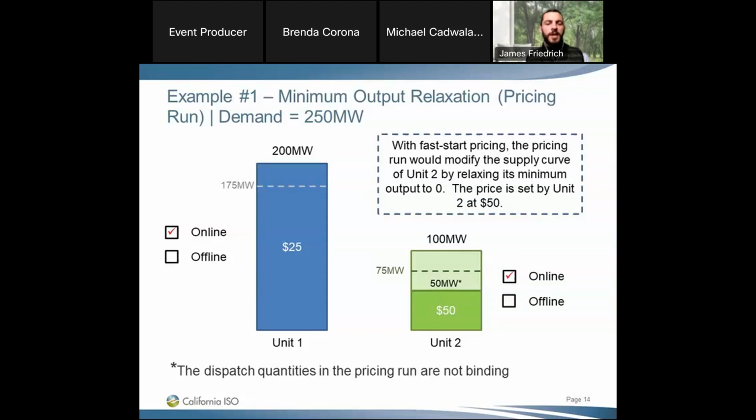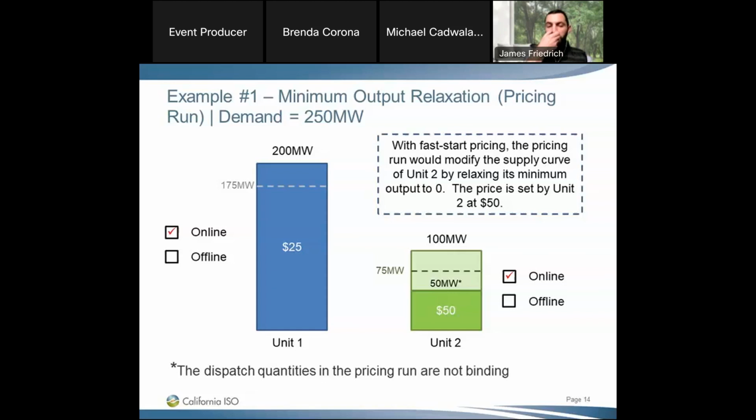But you can see that in the assumption that we were to relax the minimum output of unit 2 such that the market can consider it fully dispatchable between 0 and 100, the solution would change such that unit 2 would be asked to serve 50 megawatts and unit 1 would be asked to serve the remaining 200. And because of this construction, unit 2 is able to set the price in the pricing run because it's considered marginal across its entire output range. Therefore, the price is actually set by unit 2 at $50 in this example.